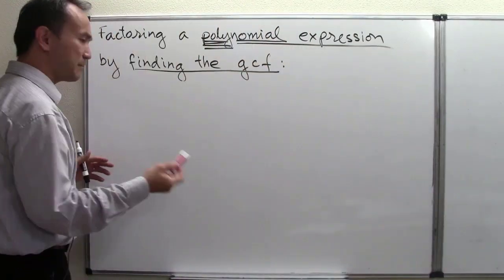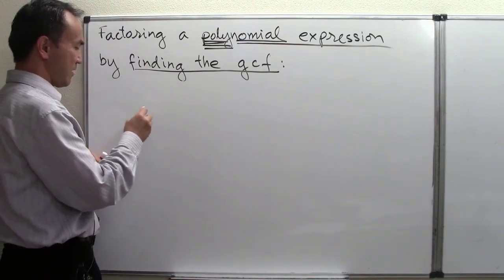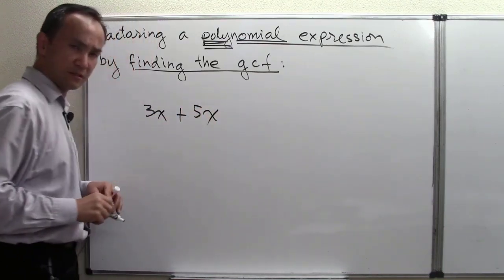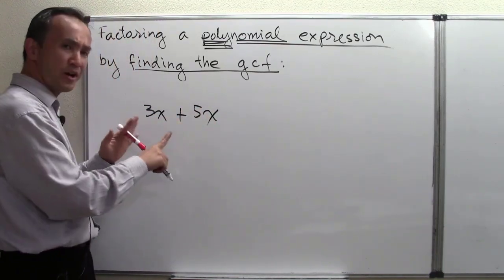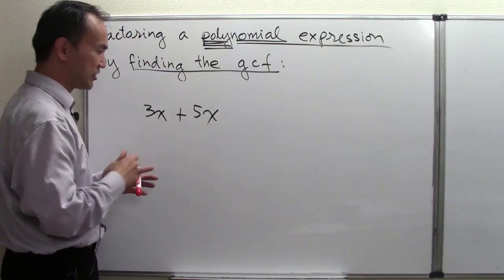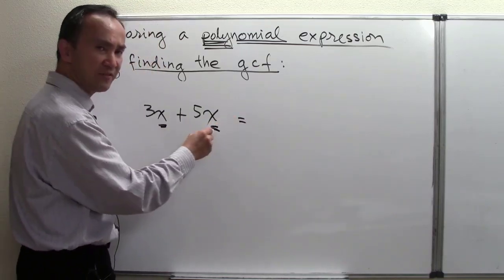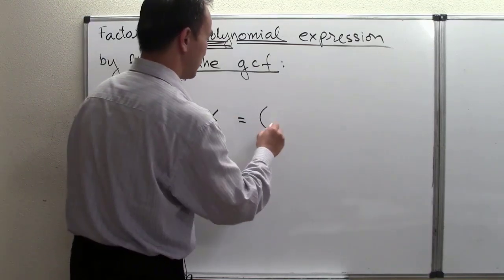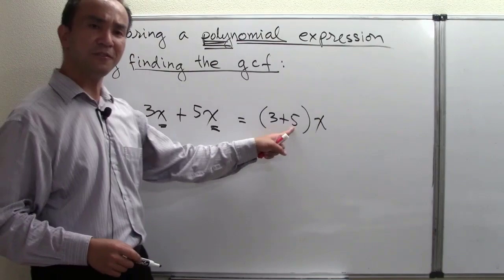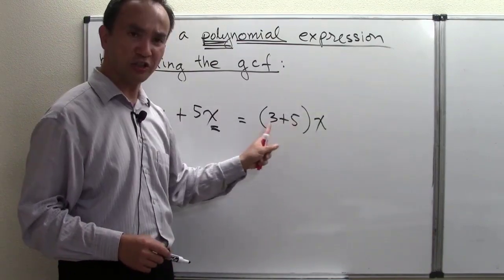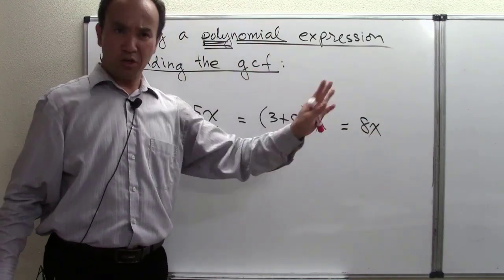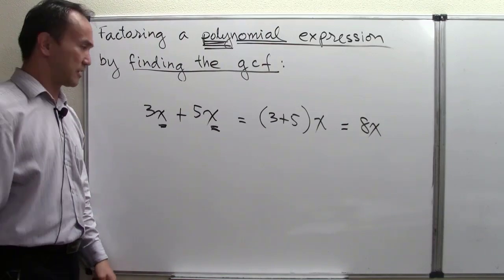Just think about something like this. Let's say you have 3x plus 5x. Now at this point in our experience, after learning about factoring a polynomial expression by finding a GCF, the GCF is x. Then we can do the following: 3 plus 5, times x, in factored form. And 3 plus 5 can indeed be added further because these are just numerical values, so it gives me 8x. That's straight from the factoring methods.